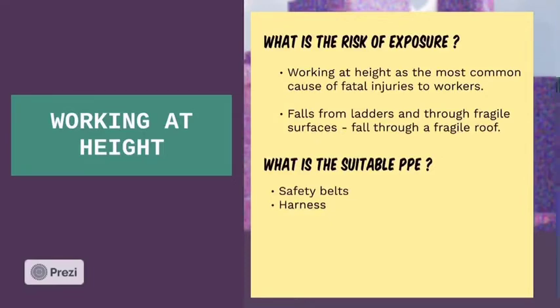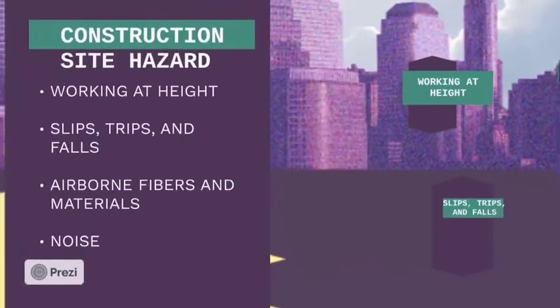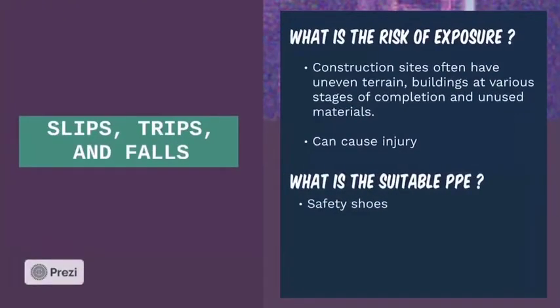What is the suitable PPE? We know that all the workers need to wear the full set of PPE, but for working at height, the suitable PPE is safety belts and harness. The second construction site hazard is slips, trips, and falls. What is the risk of exposure? Construction sites often have uneven terrain, buildings at various stages of completion, and unused materials. This can cause injury to the workers.